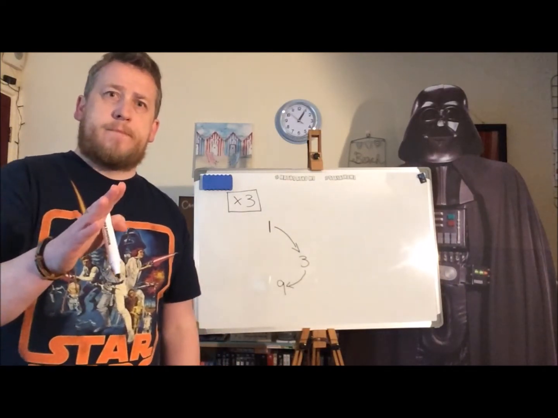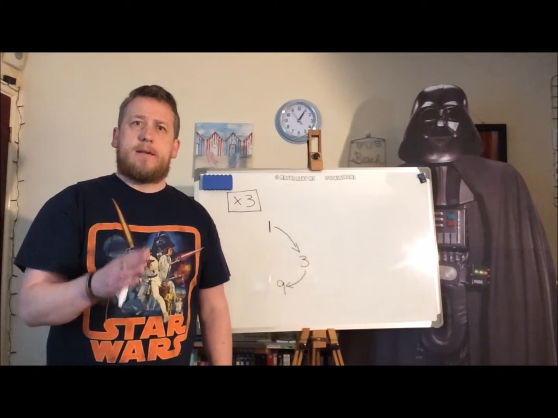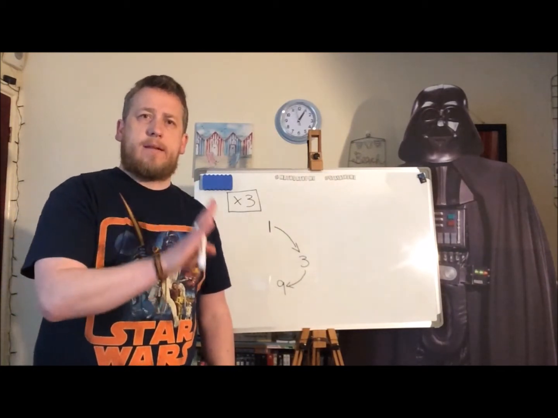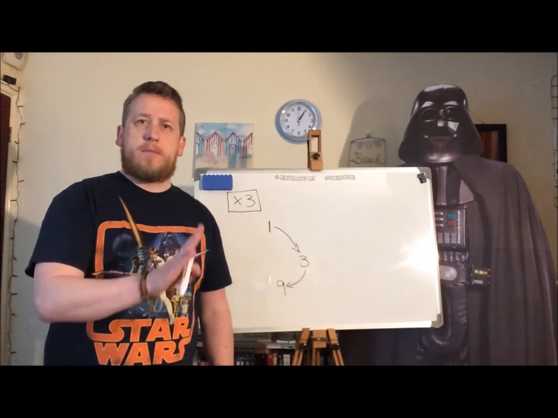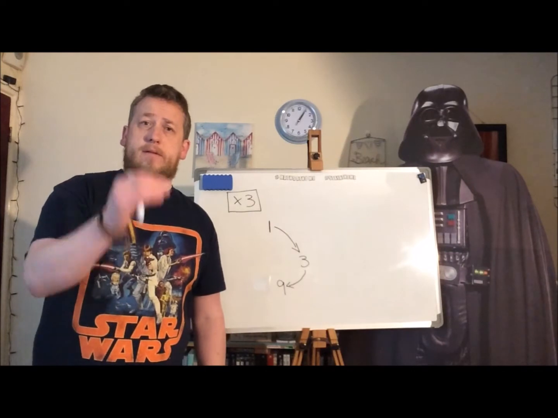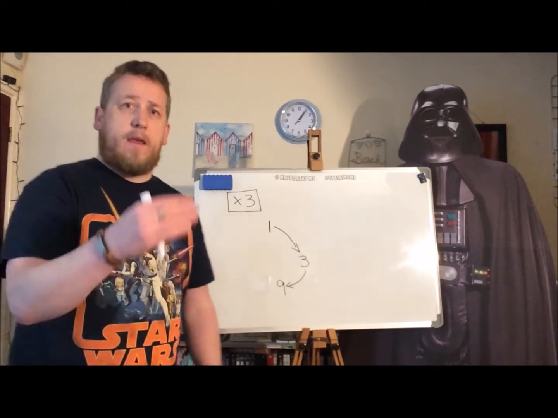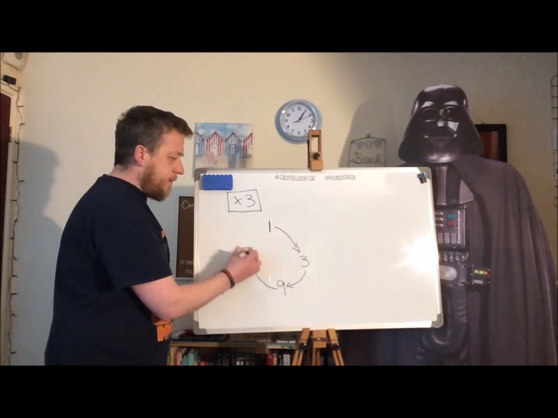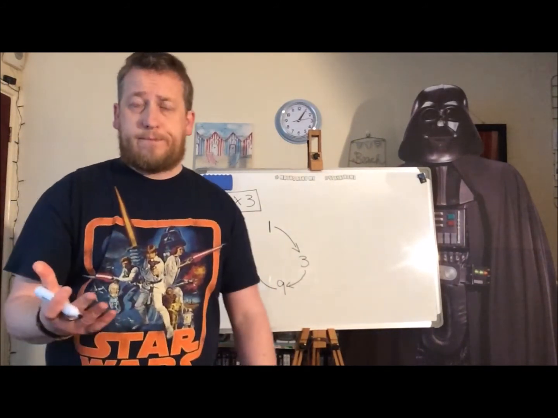Any number ending in 9, when we multiply it by 3, what happens? What is 9 times 3? 9 multiplied by 3 is 27. 27 ends in a 7. Therefore, the next number in our loop is a 7.